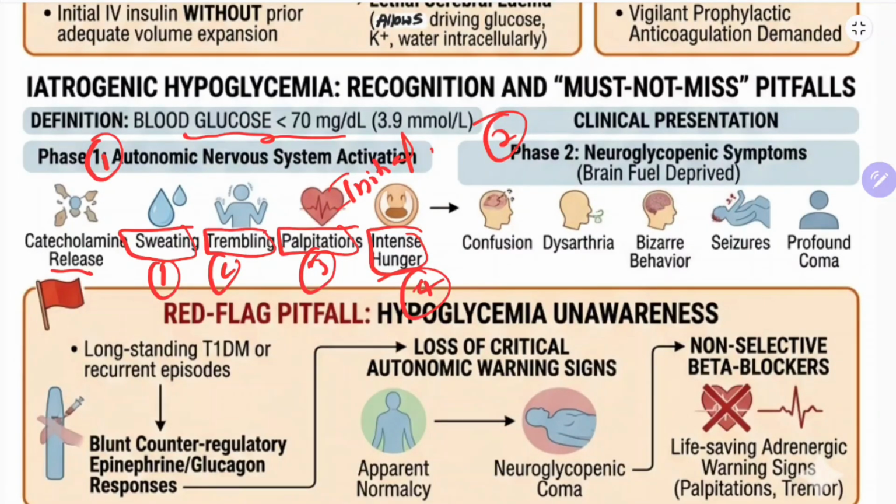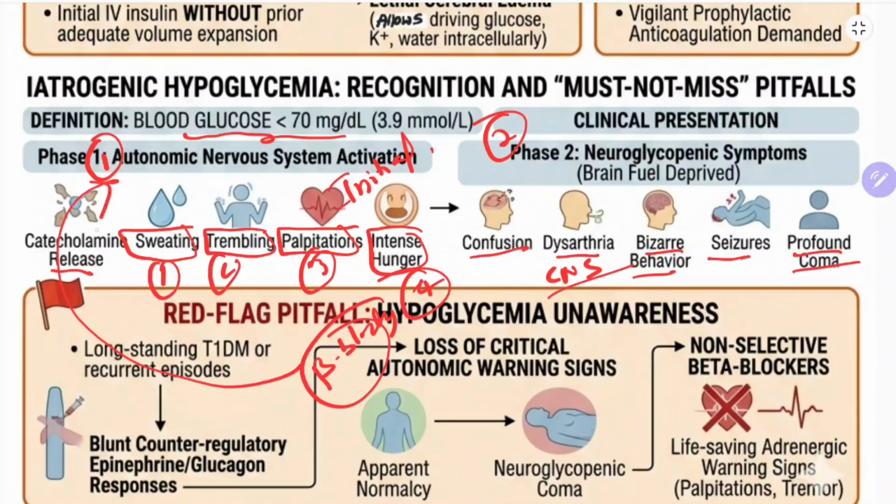Okay, and if these are not treated, then the patient will progress to confusion, dysarthria, bizarre behavior, seizures, profound coma. Now, these are the CNS symptoms patients can have. So one important thing, some patients take beta blockers. Beta blockers will mask the autonomic symptoms, but one symptom they will not mask. What is that symptom? That is sweating. Sweating is not masked by beta blockers. So sweating is a very important symptom in patients with diabetes who are on beta blockers. So that is one point we should remember.